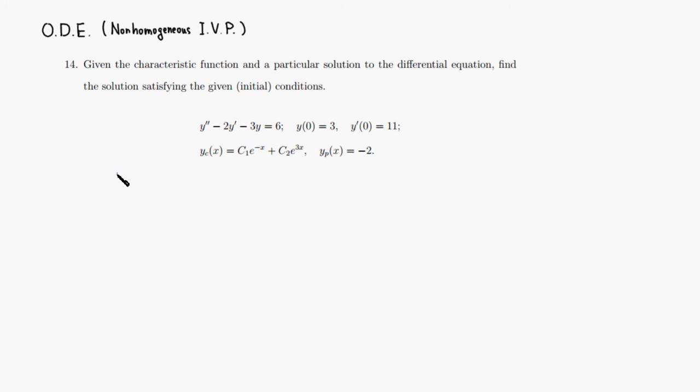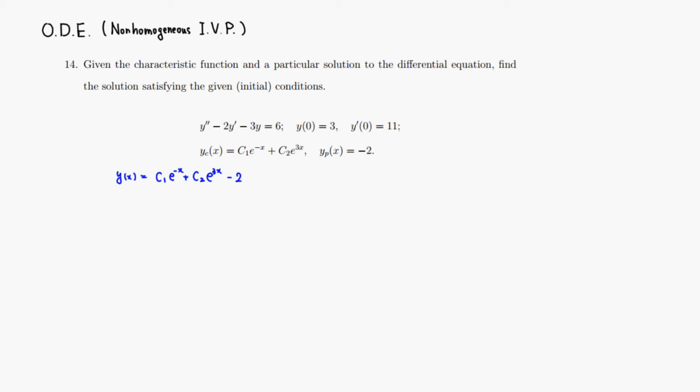So we can write the solution y of x as c1 e to the negative x plus c2 e to the 3x, plus negative 2. So it's a minus 2. That's a particular solution here.